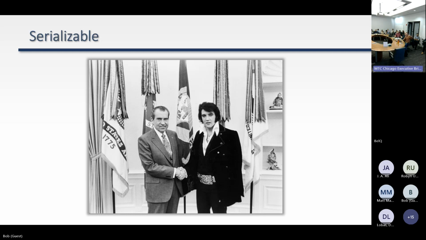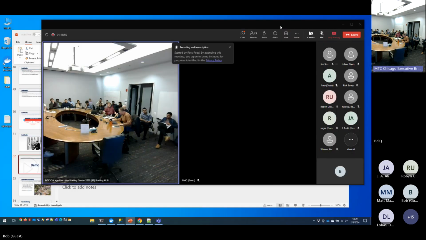So serializable will be like a posed photo. Everything's locked. Nothing's moving. They could probably take this picture multiple times and get it relatively the same each time. Let's go to a demo for this and I'll show you here.